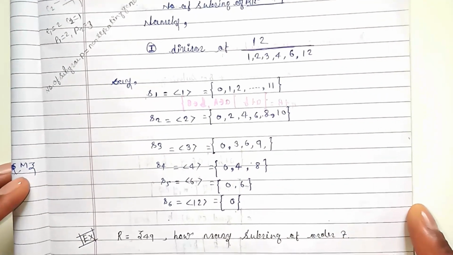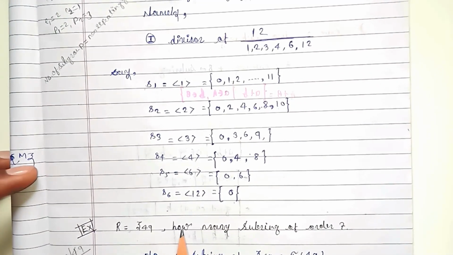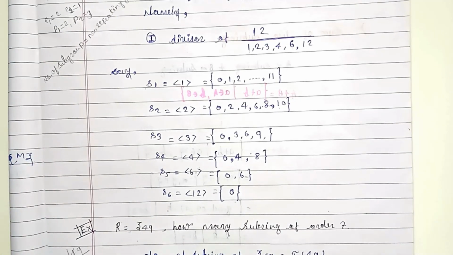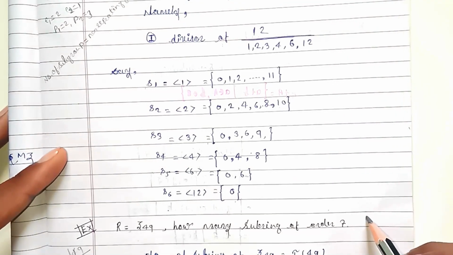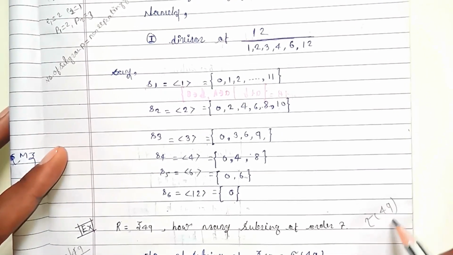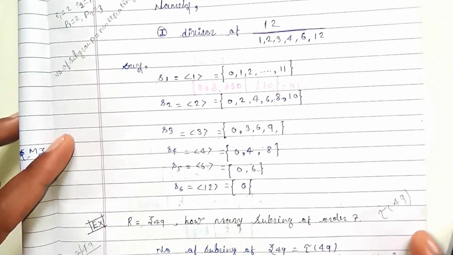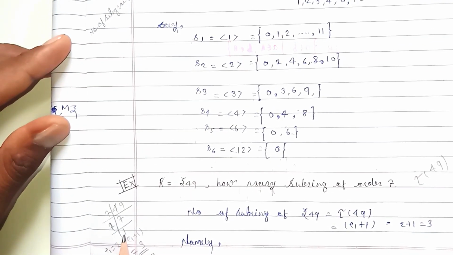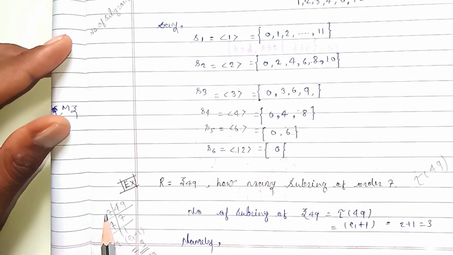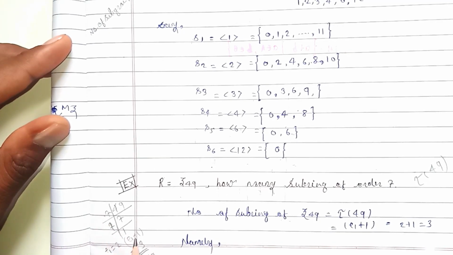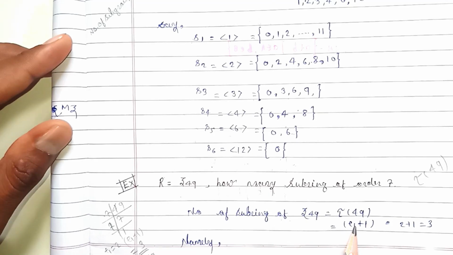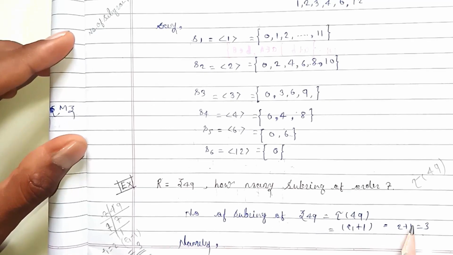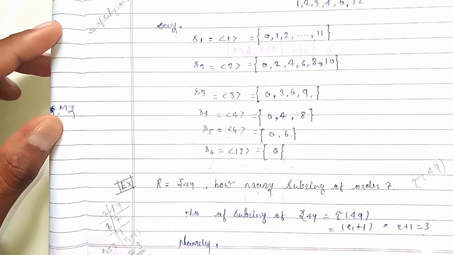I consider next Z49. For finding the subrings of Z49, you have to find the subgroups of Z49, and the number of subgroups of Z49 is tau of 49. To find it, divide until the GCD is 1. We get 7 squared, so e1 is 2, and e1 plus 1 is 3. So tau of 49 is 3, which is the number of subrings of our ring Z49.